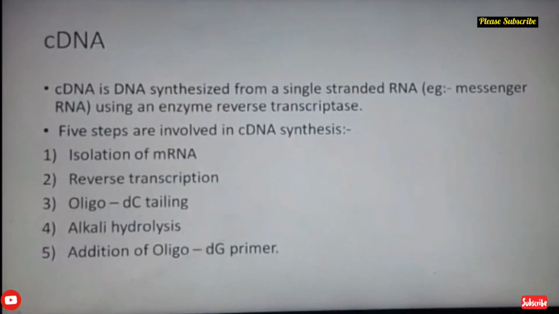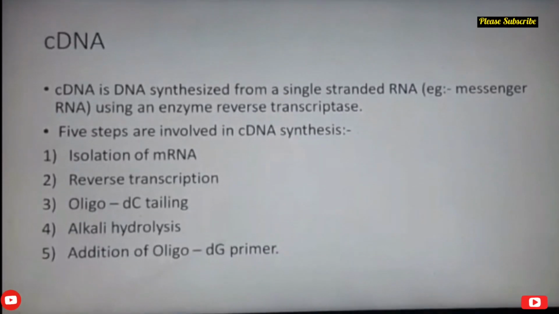Complementary DNA is DNA synthesized from a single-stranded RNA, for example messenger RNA, using an enzyme reverse transcriptase. As we have already studied, when RNA is synthesized from DNA, that process is called transcription. In a similar way, when DNA is synthesized from single-stranded RNA, it is called the reverse transcription process. Reverse transcription is carried out by an enzyme called reverse transcriptase. In this lecture, we are going to focus specifically on complementary DNA synthesis.